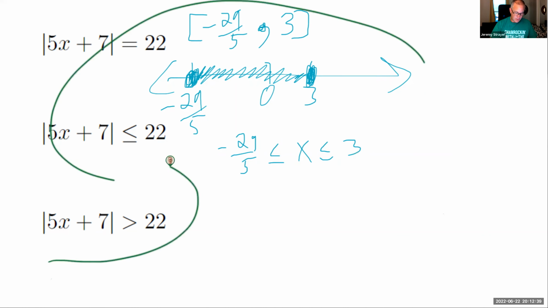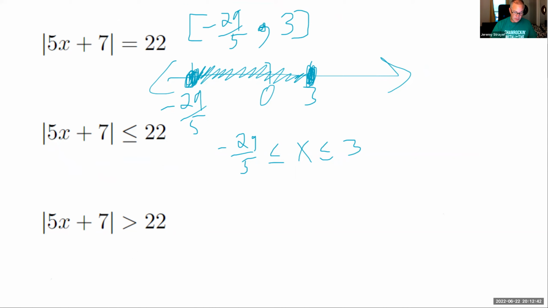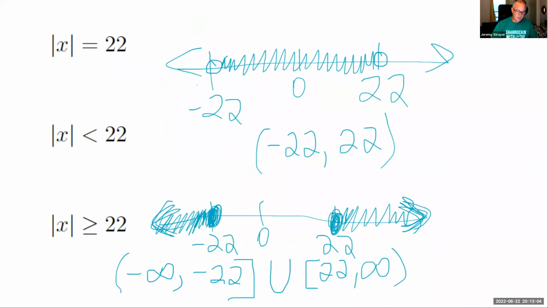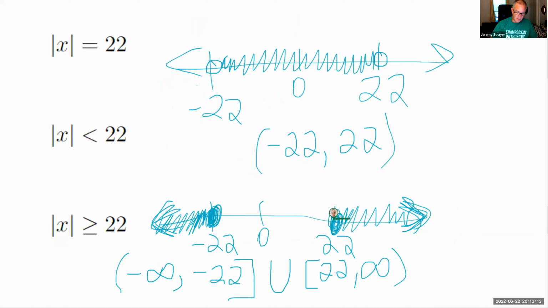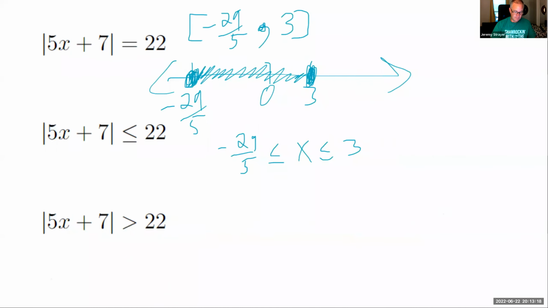Finally, we're in the situation where the absolute value of this expression is greater than 22. I think you probably have an idea that it's going to be a situation where we're going into the extremes, right? Either what's in here is going to be bigger than 22, or what's in here is going to be less than a negative 22, just like we saw in the previous situation. What's inside the absolute value sign is going to be here or here. So let's go back and solve it.